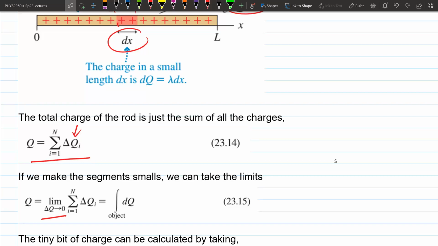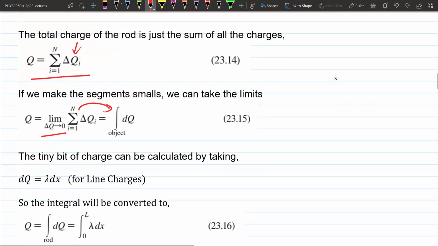So therefore, if you take the limit as the number of charges goes to infinity, you turn this summation into an integral. And that's the idea of calculus, where you can actually turn summations into integration. And then we know how to do different methods of integration, and we're going to see a couple of those today.